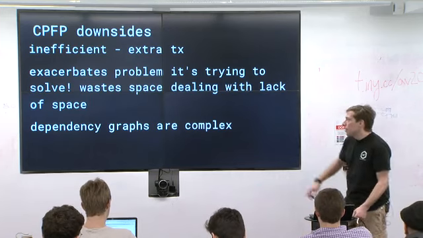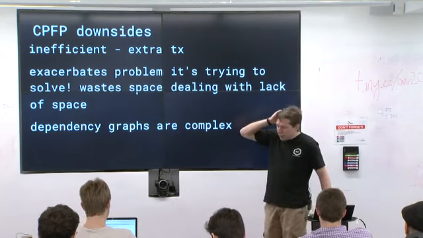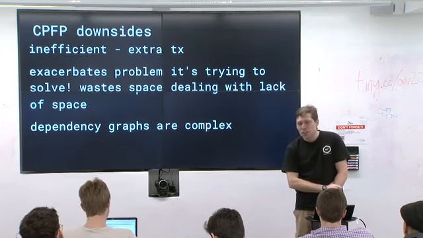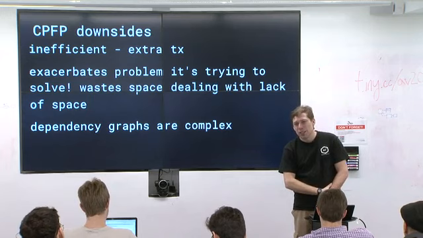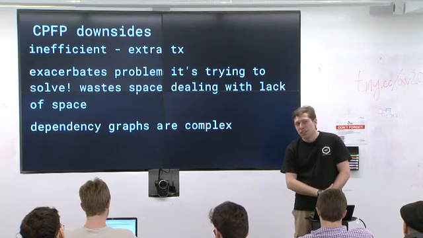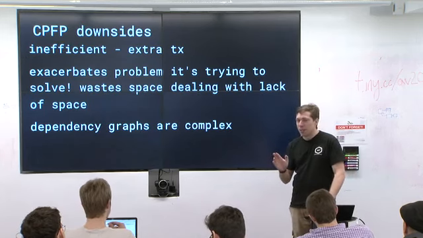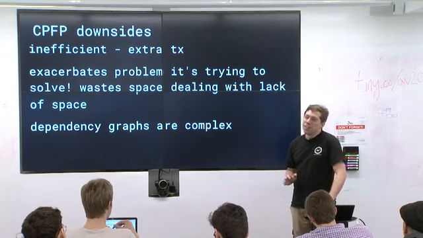And the dependency graphs are kind of complex. I don't remember exactly how, but there are certain cases where child pays for parent lowers the priority of a transaction. I didn't understand how, but someone explained it to me, and I'm like, oh shoot, that's bad.